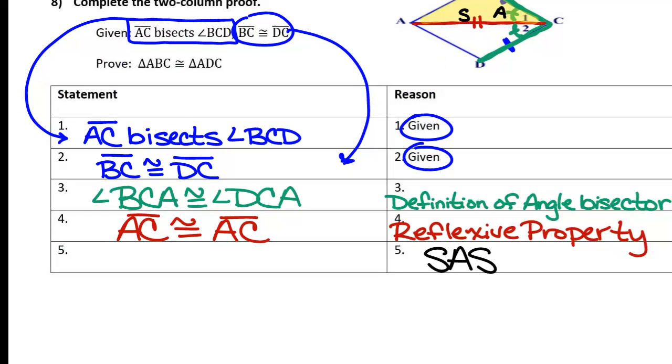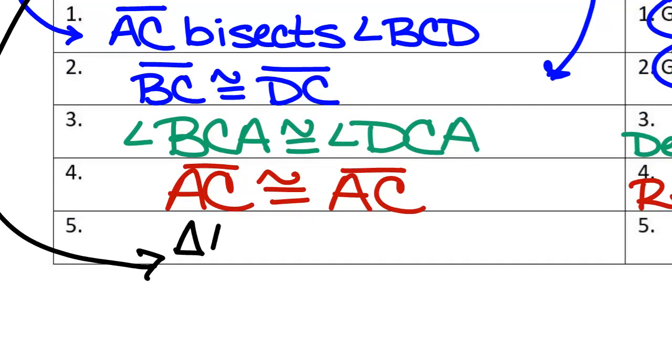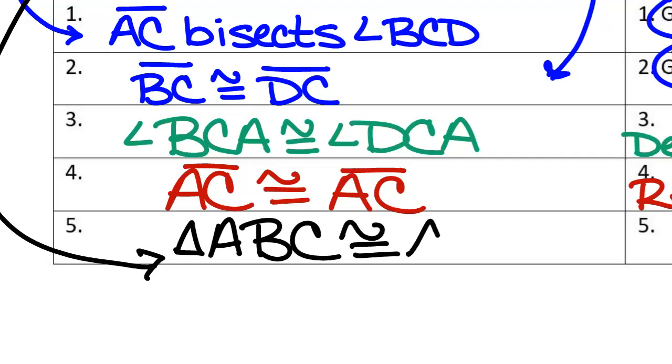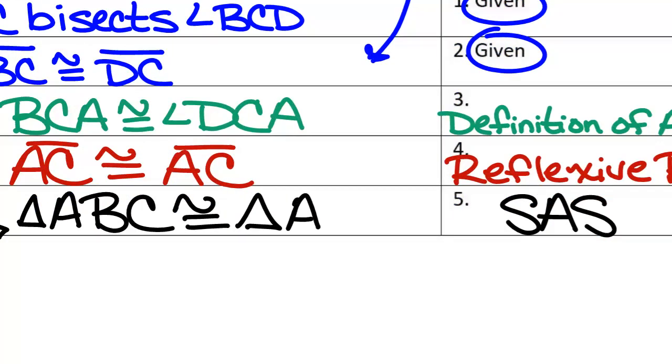My last statement is what it is that I am trying to prove. Triangle ABC is congruent to triangle ADC.